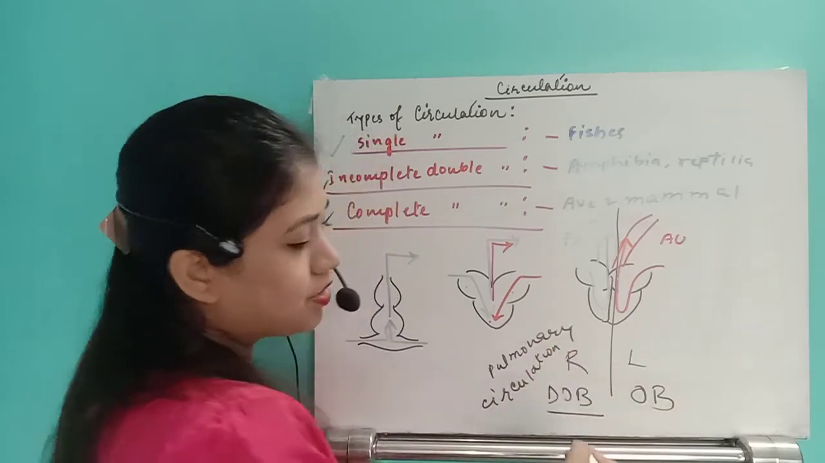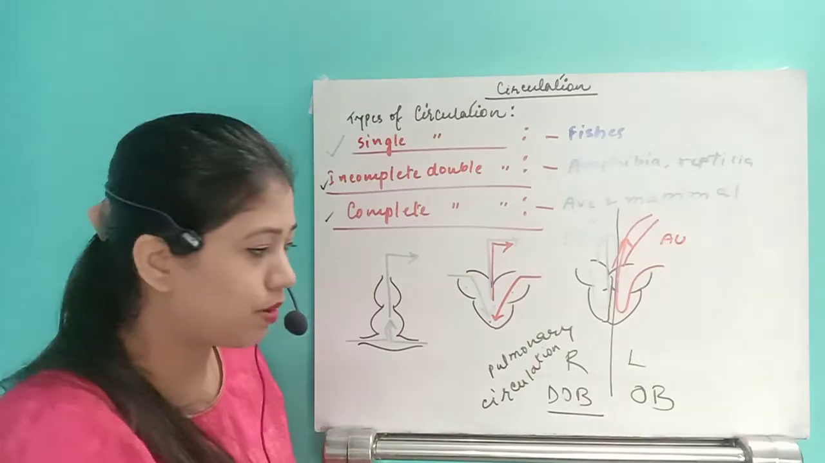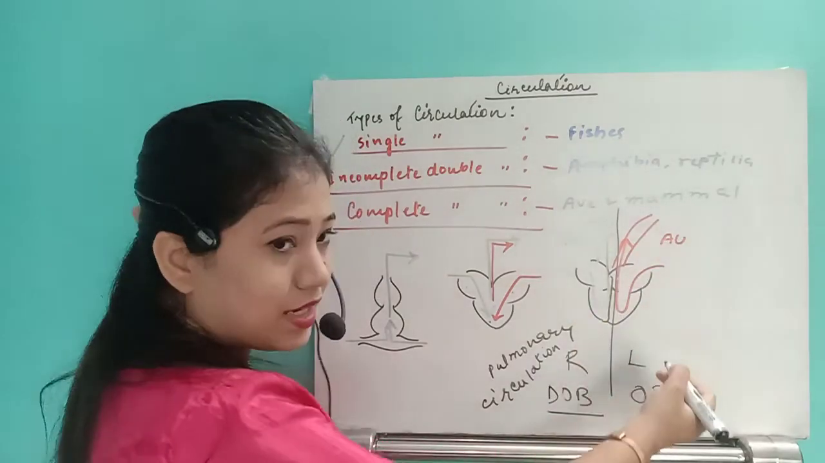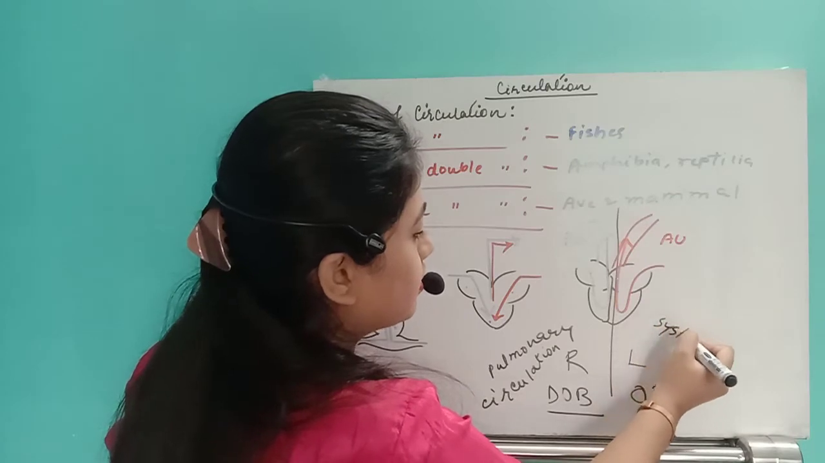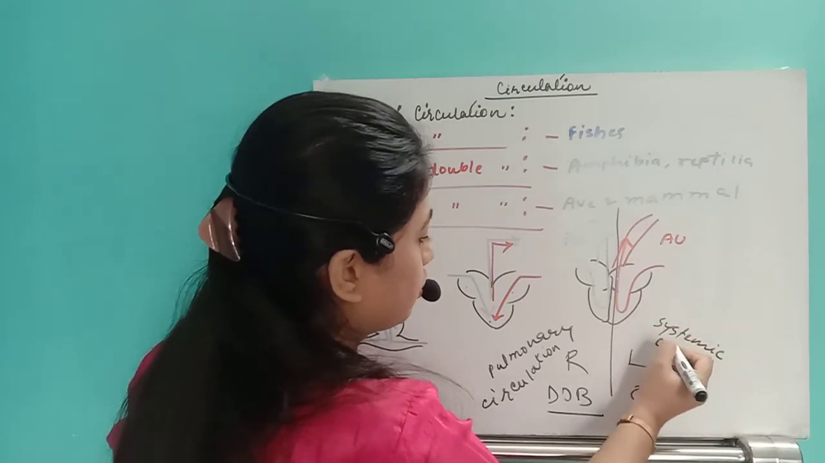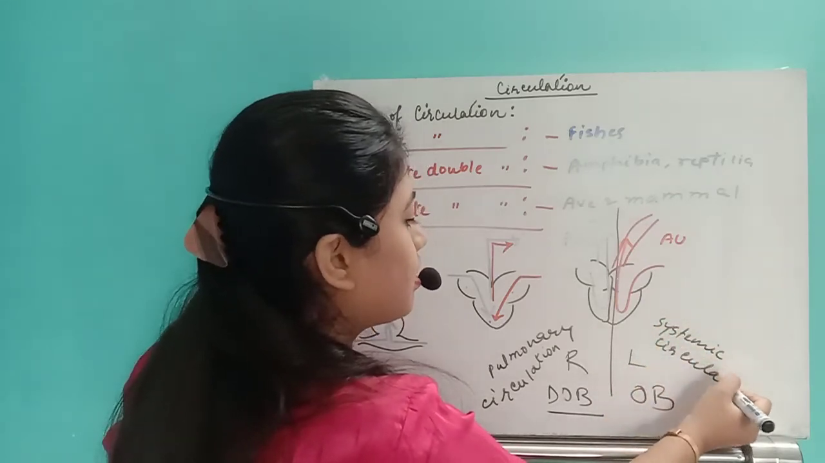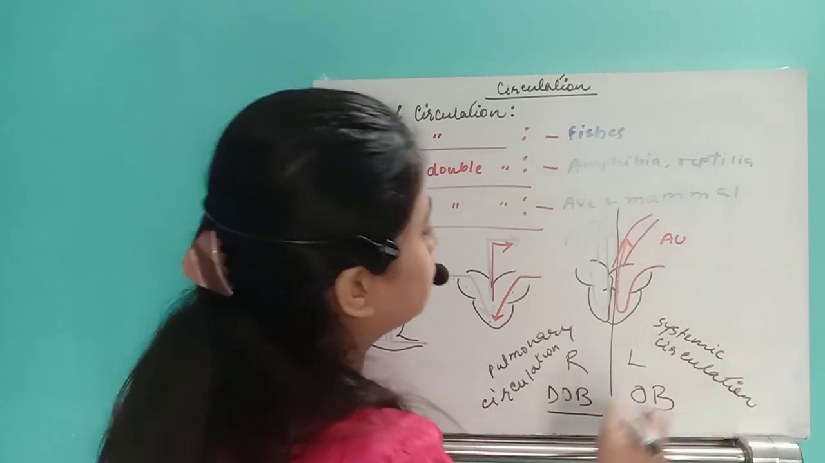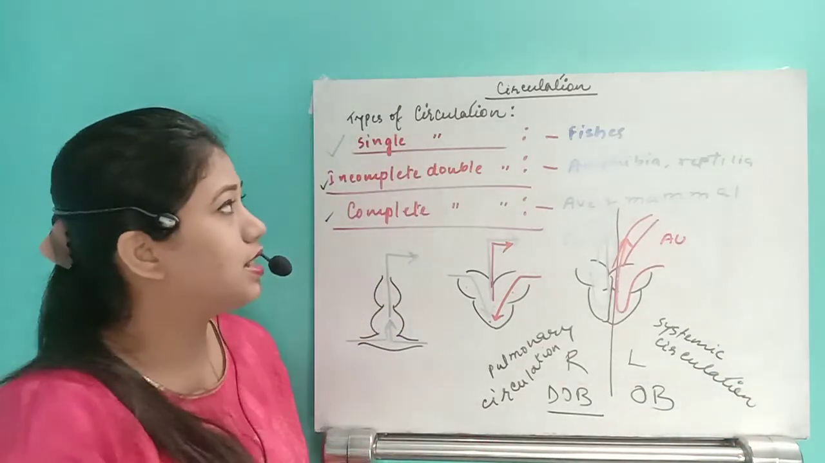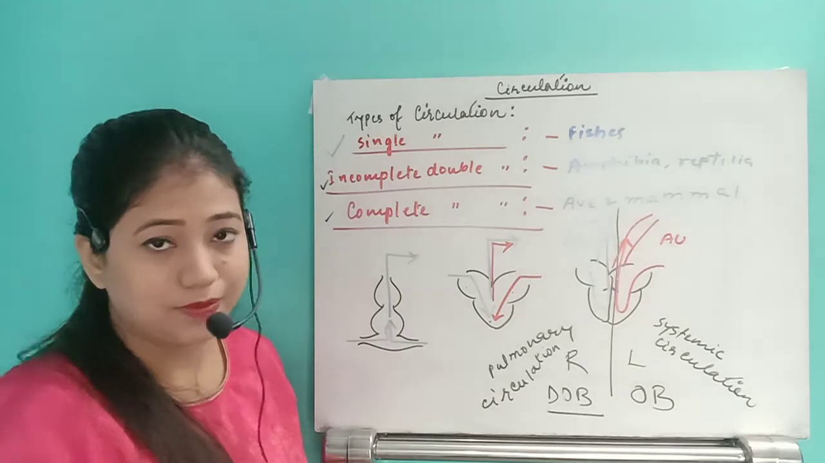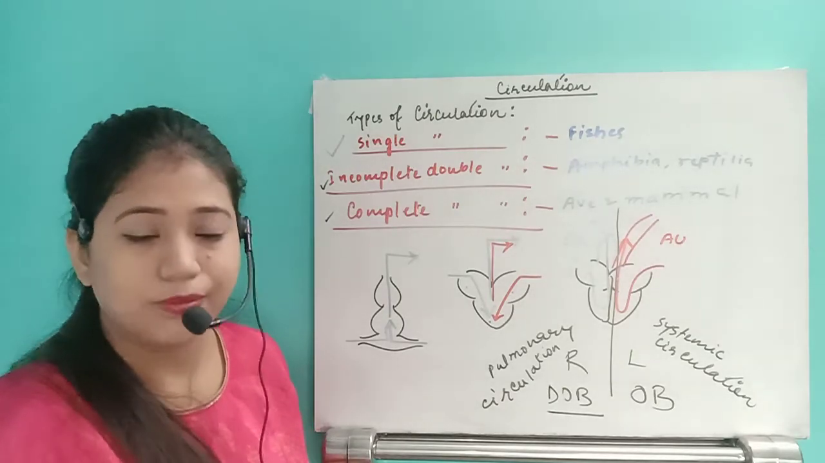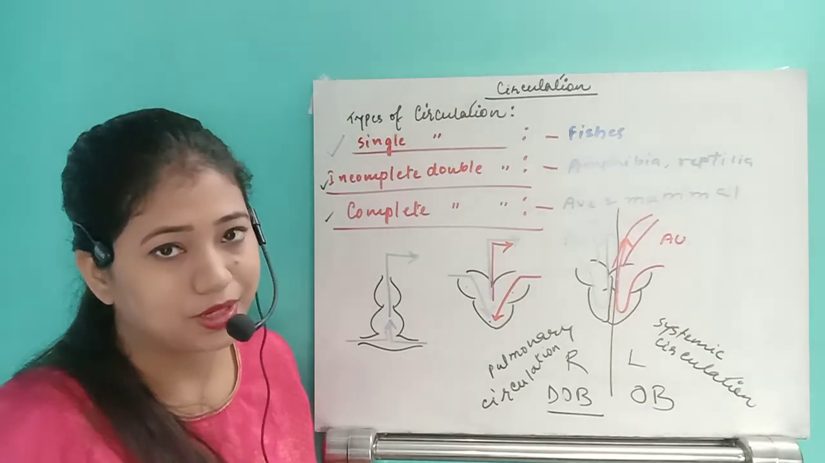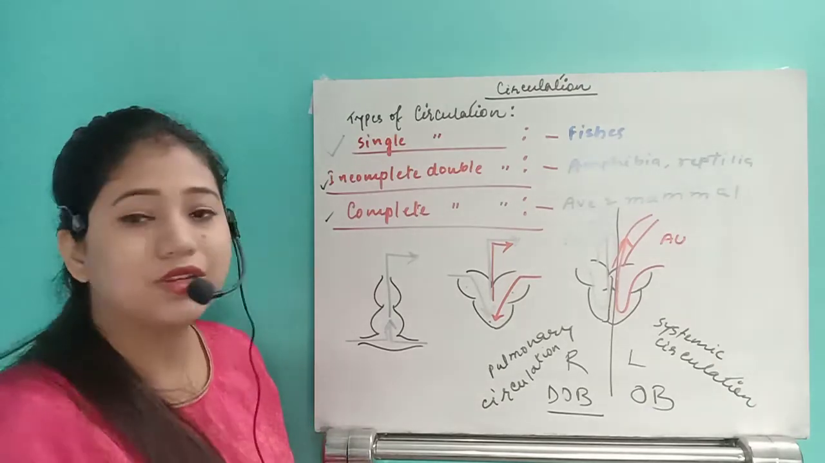And here, as only the oxygenated blood is being pumped out on the left side, what we can call it is the systemic circulation. Okay, so this is called the systemic circulation. I hope you understand. That is three types of circulation. Broadly it is two types, single and double. Under the double we have incomplete and complete. So that's all about the circulation.